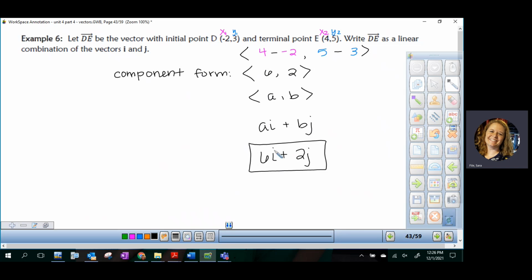They're saying you could take vector I, which is the standard unit vector along the x-axis, multiply it by 6. You could take vector J, multiply it by 2, add those together, and that would give you that vector DE. Okay? That is the linear combination.